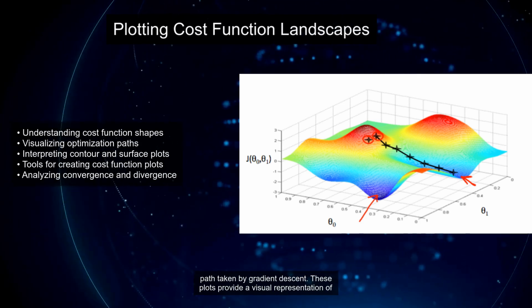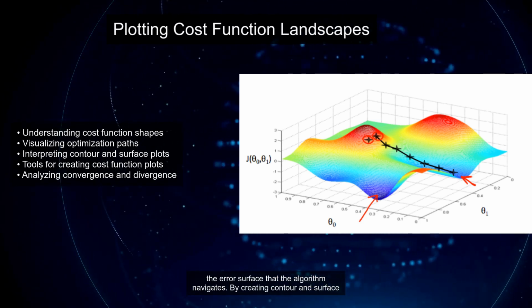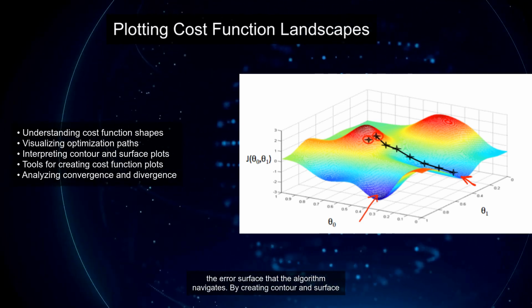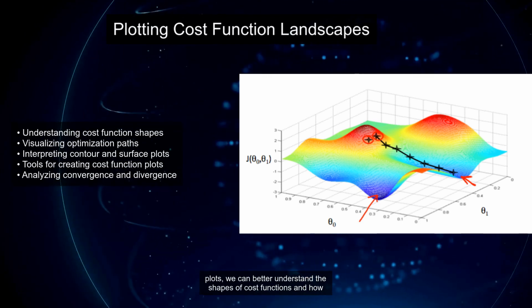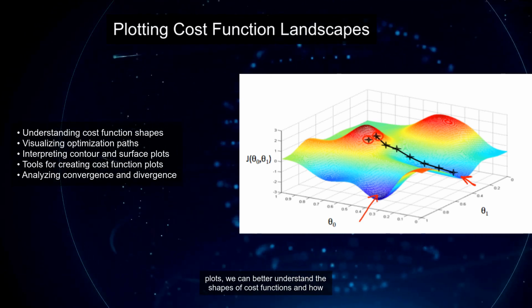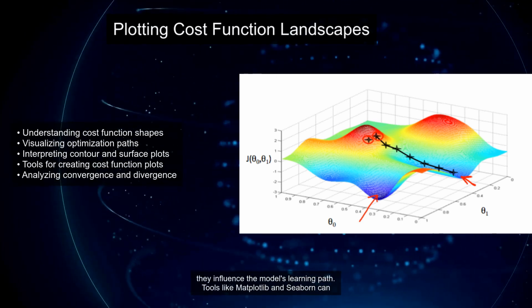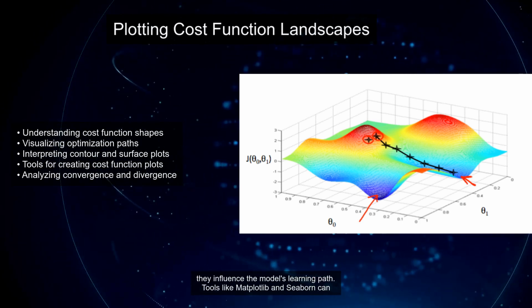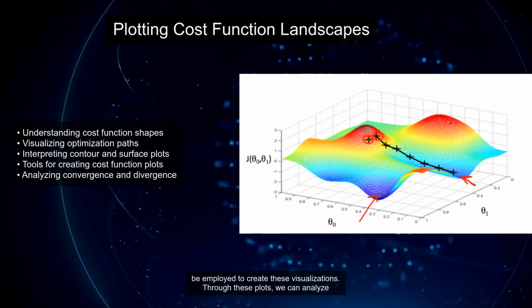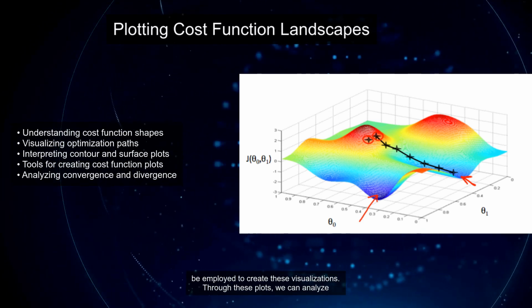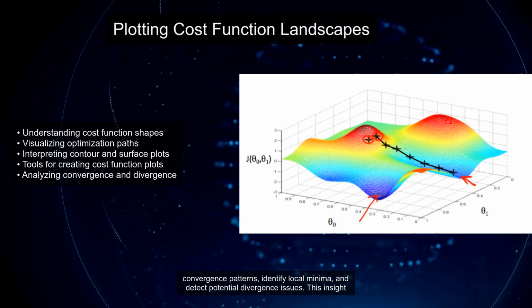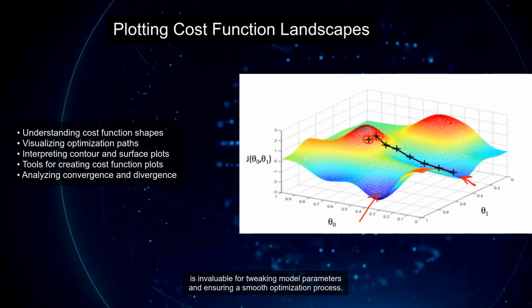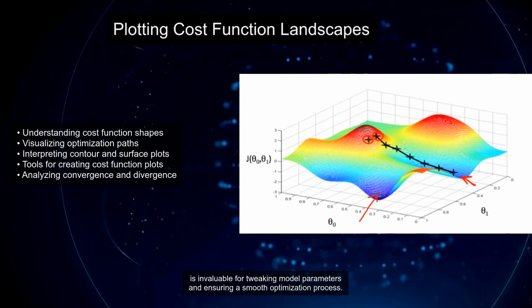These plots provide a visual representation of the error surface that the algorithm navigates. By creating contour and surface plots, we can better understand the shapes of cost functions and how they influence the model's learning path. Tools like Matplotlib and Seaborn can be employed to create these visualizations. Through these plots, we can analyze convergence patterns, identify local minima, and detect potential divergence issues. This insight is invaluable for tweaking model parameters and ensuring a smooth optimization process.